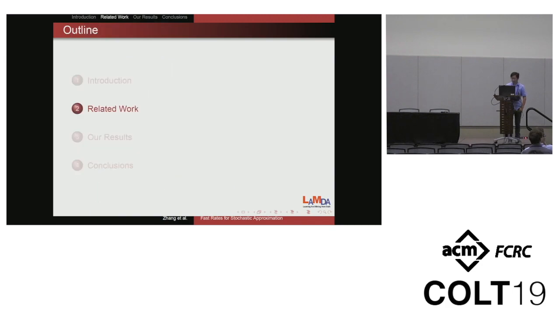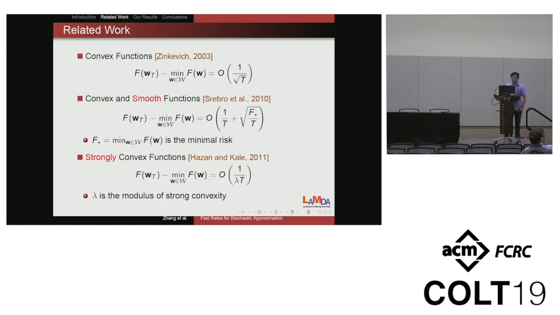Next, let's briefly review the related work. For convex functions, we know that the risk is reduced on the order of 1/√T. And when the function is both convex and smooth, we can improve the rate to 1/T plus square root of F* over T. Here, F* is the minimal risk. It means that if F* is very small, we can get the 1/T rate. For strongly convex functions, we also know that the optimal rate is 1/(λT). Here, lambda is the modulus of strong convexity. So in both cases, we get a 1/T rate.